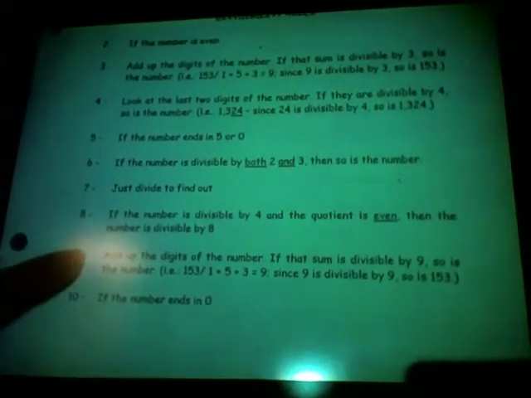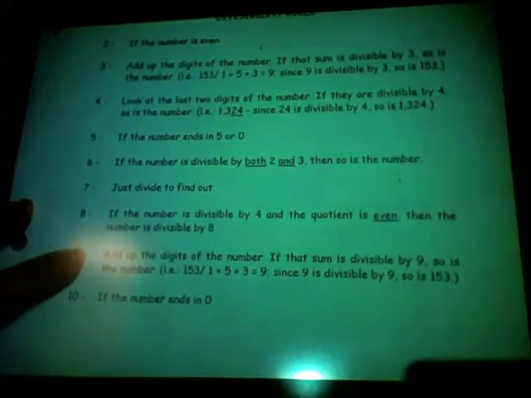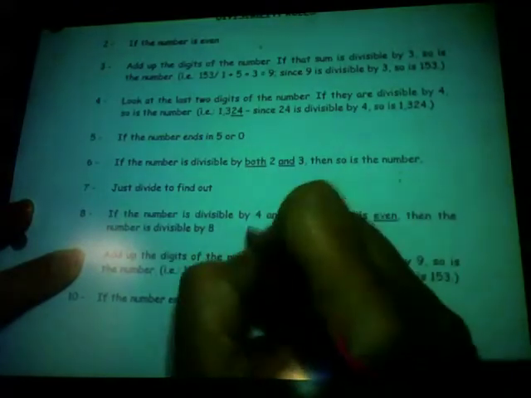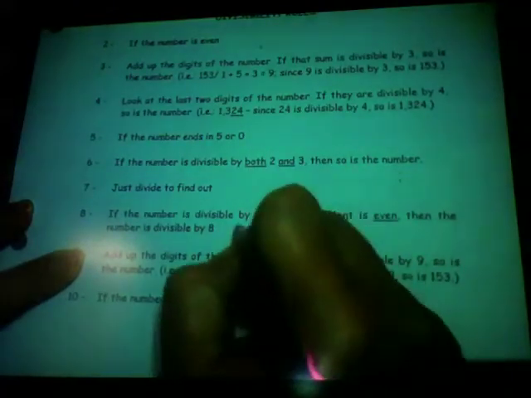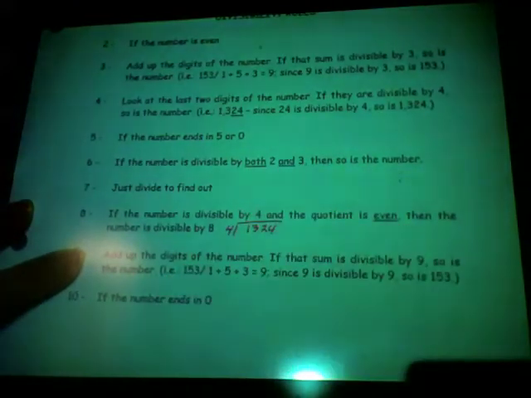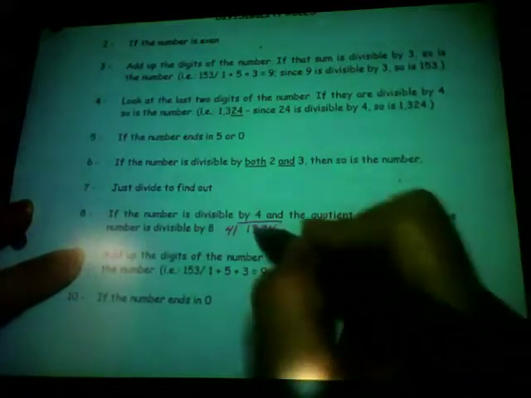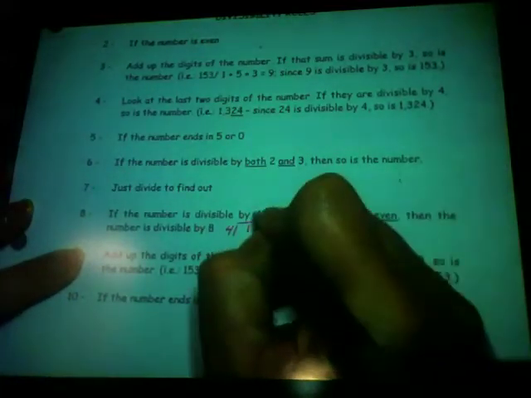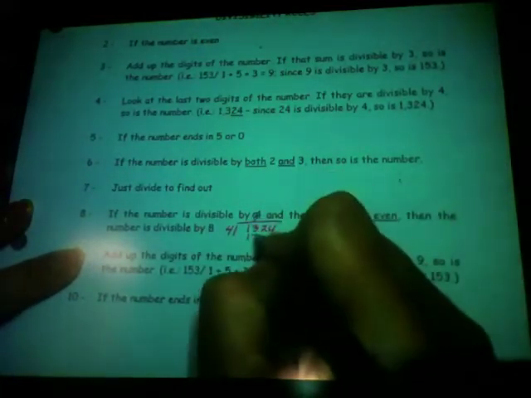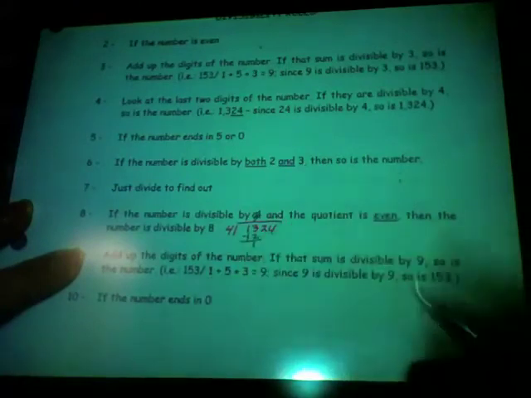And the quotient is even, so I have to actually apply the 4 divisibility rule and do it. So I'm going to take, I'll do it in pink, 1324 and I'm going to actually divide it by 4. How many times does 4 go into 13? 3 times. So 4 times 3 is 12. Subtract, I get 1 left over.